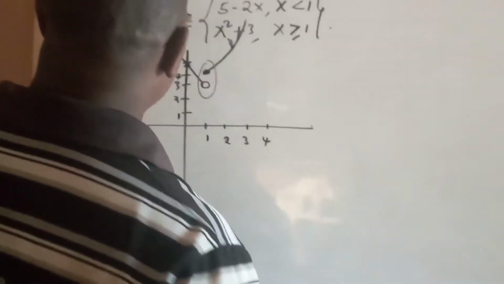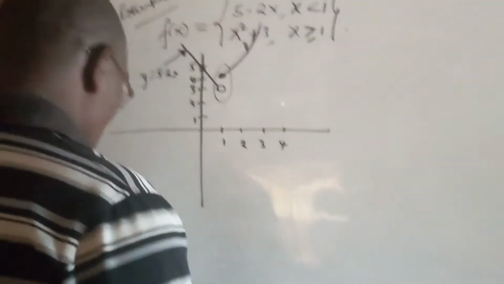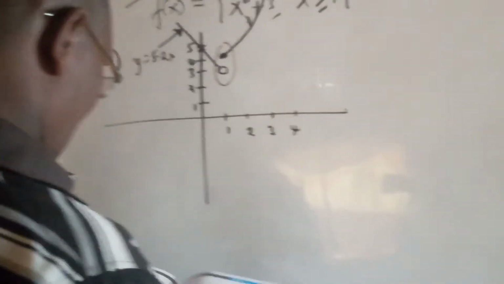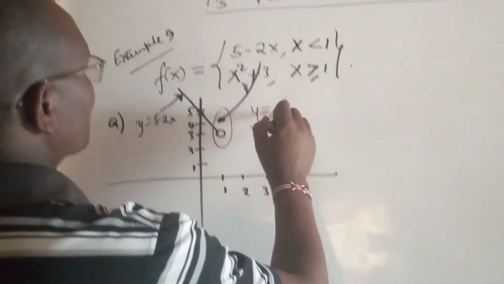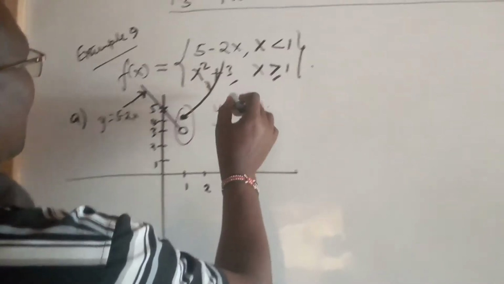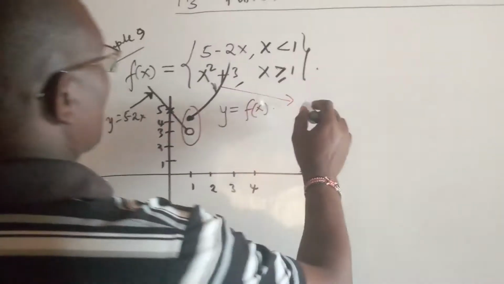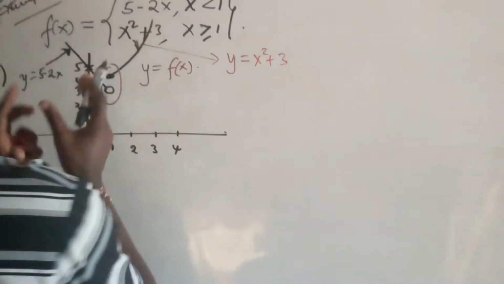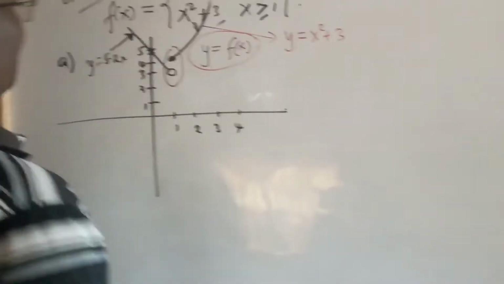Let us just answer part A of our question. Part A talks of sketching the graph of y equals f(x). So this is y equals the function of x, both of them. Specifically, you may call this one y equals x squared plus 3. But both of them combined make the function f(x).